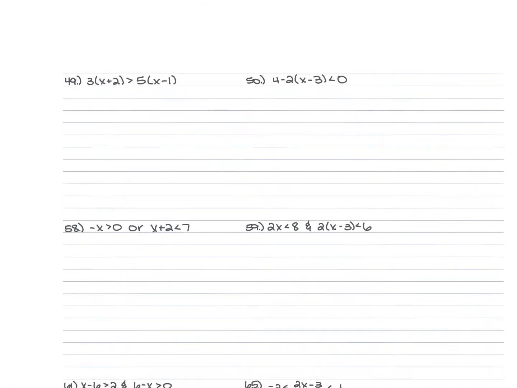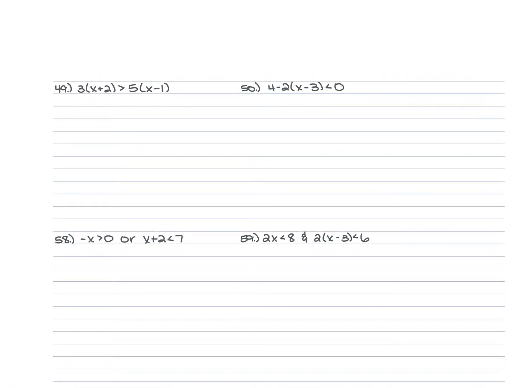Next one we're going to look at is 49. You have 3 times x plus 2 is greater than 5 times x minus 1. First thing you're going to do on both sides is what? Distribute. So 3 times x is 3x, 3 times 2 is 6, is greater than 5 times x and 5 times negative 1, negative 5. What are we moving? The x's. Which one do you want to move? 3x. How? Subtract. So if we subtract 3x from 5x, that gives us 2x.